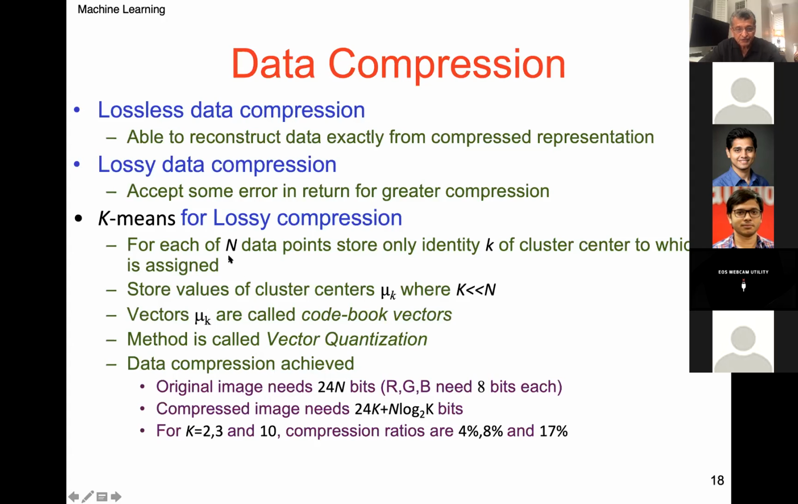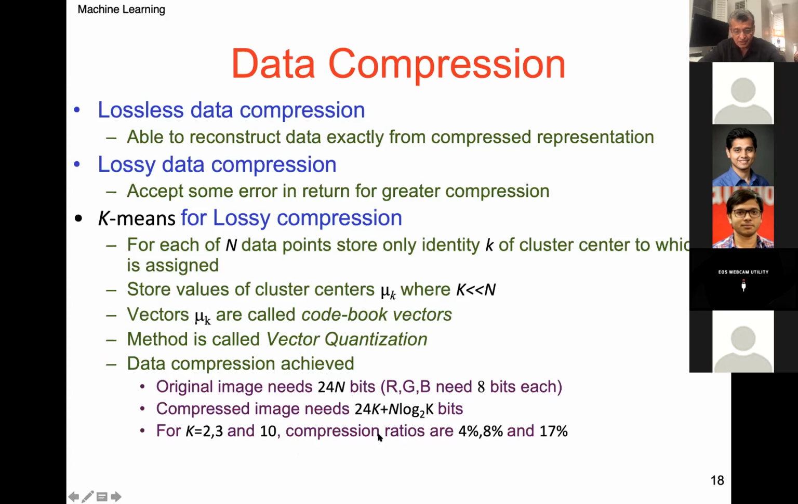So for each of N data points, in the sense that an image has N data points, you store only the identity of the K cluster centers to which it is assigned. This is a method called vector quantization. It's a very classic method used to convert into a representation of the image with lossy compression, and it compresses the data from the original RGB. Each of them requires 8 bits, that's why you have 24, and you have N of those, so 24N. And the compressed image needs, for K equal to 2, 3, 10, 24K plus N log K.